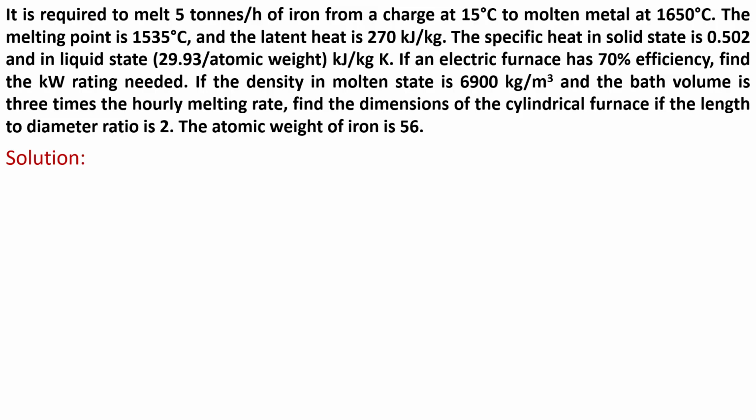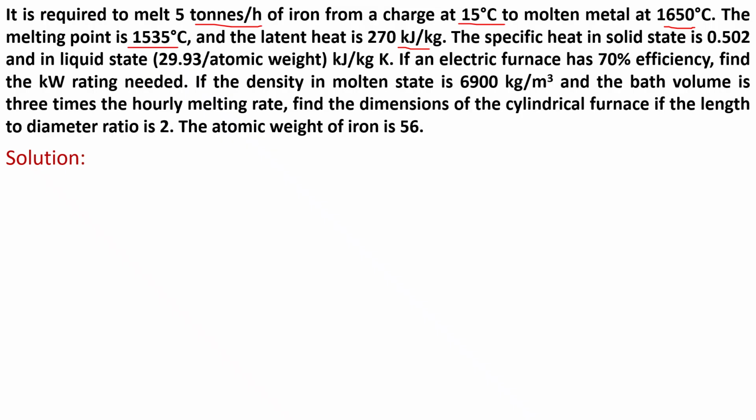Next we will discuss one example problem in heat energy transfer. So let's see the problem. It is required to melt 5 tons per hour of iron from a charge at 15 degrees Celsius to molten metal at 1650 degrees Celsius. The melting point is 1535 degrees Celsius and latent heat is 270 kilojoule per kg.